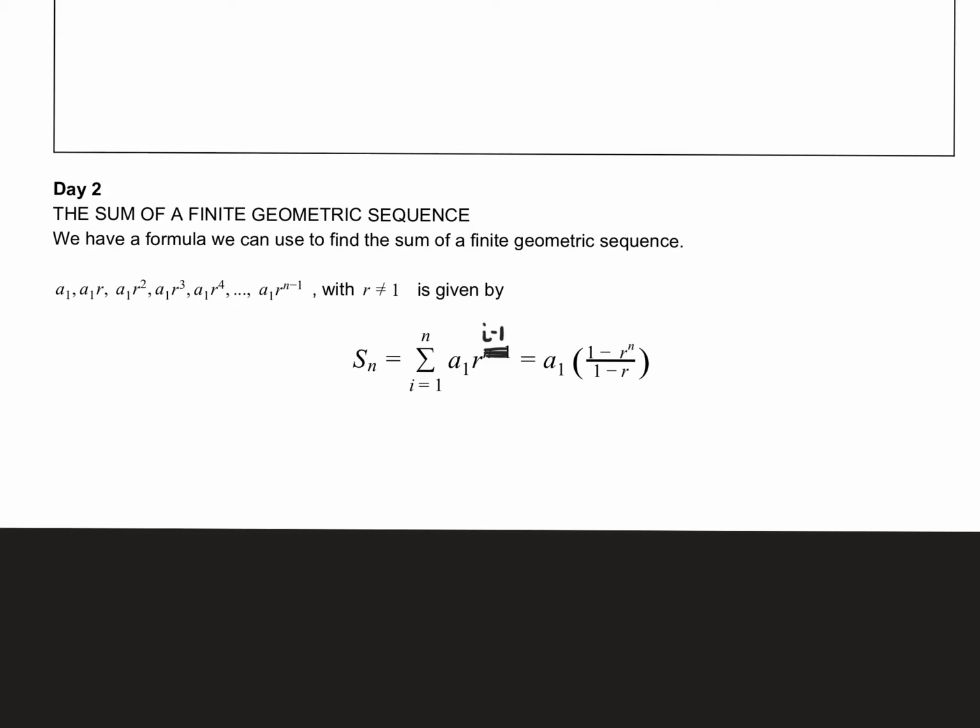Okay, so what this says is to find the sum of any finite geometric sequence, we're going to start at some value, 1 for i, go up to some value n. Those will be the terms that we're adding together. We use the formula that we saw in the previous video, our first term times r raised to the i minus 1 power. And the sequence actually adds up to be this: take the first term and multiply it by this quotient. And we're going to look at what that all means in the next example.